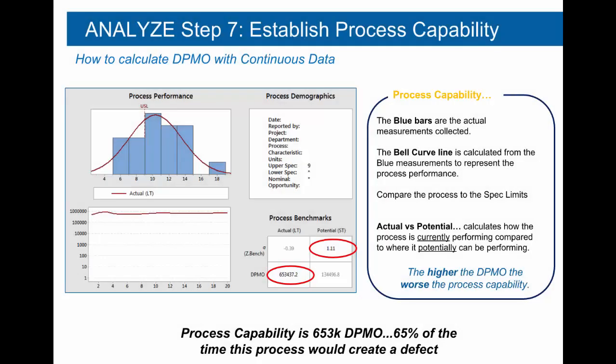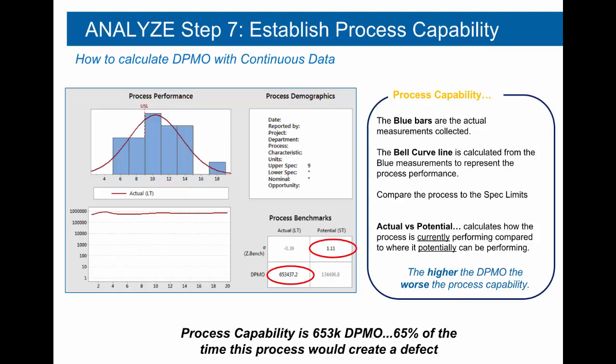So let's take a look at how process capability is actually calculated. On the left, you see a graph that represents the actual performance that we've observed. So the blue bars are the actual measurements that have been collected. The line or the bell curve is calculated from those blue measurements to really represent the process performance or the process capability. Below on the bottom right shows the calculations that correspond to both the blue bars and the curve.